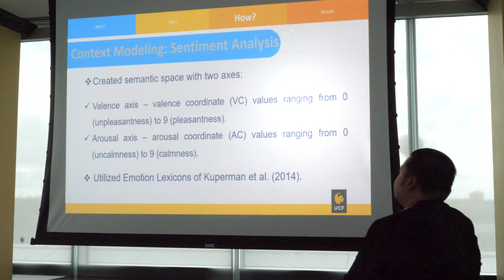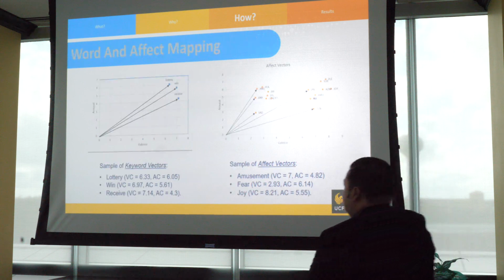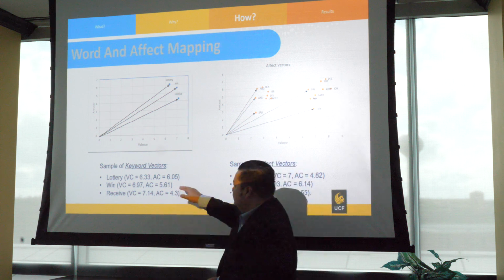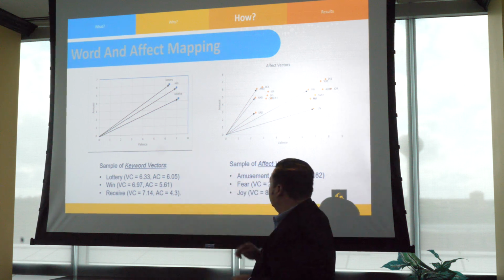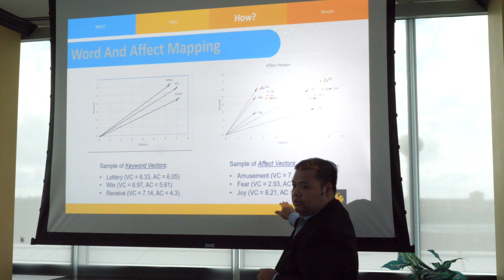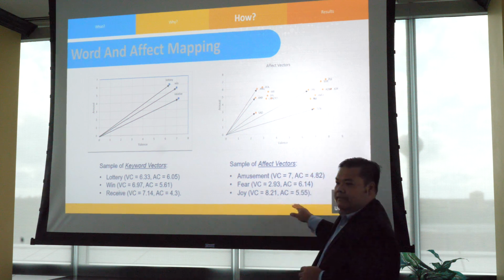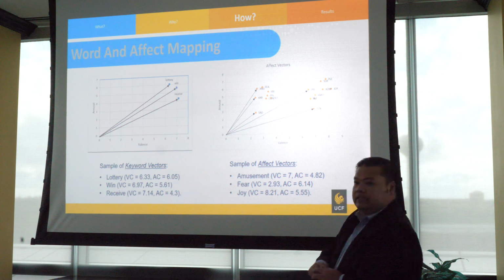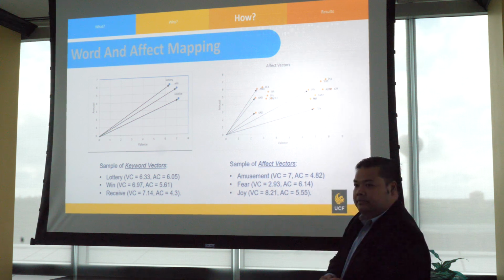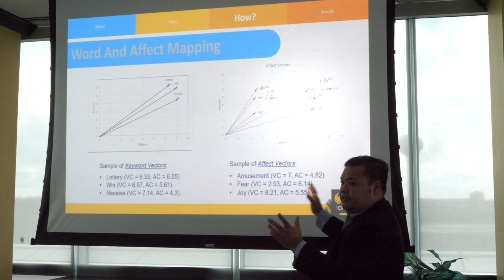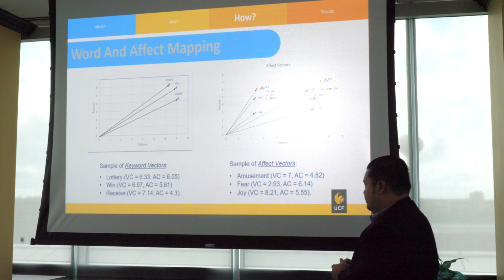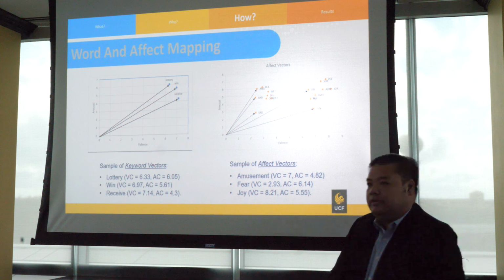Next, please. So this is one example of the keyword factors. I typed lottery, win, and receive here, and this is for the affect factors. So what I did was I mapped the entire 17 emotions into the semantic space. This is what I call it in my dissertation. So basically I put everything in one semantic space and relate them and try to correlate them with our context modeling. Next, please. Any questions so far?